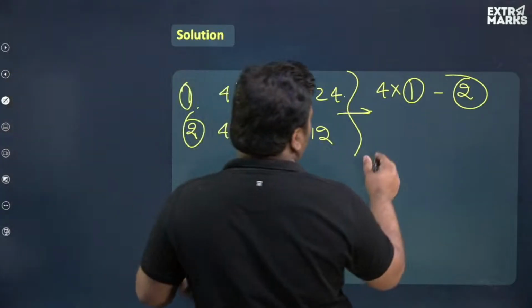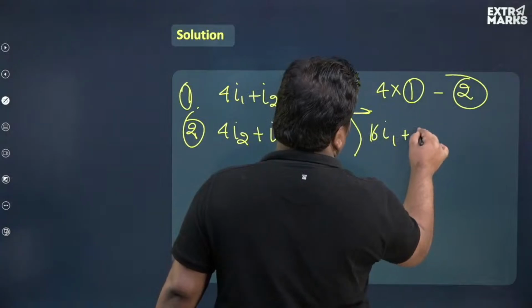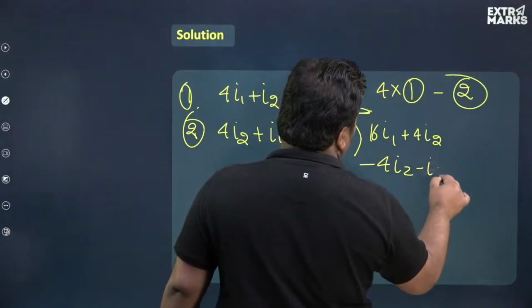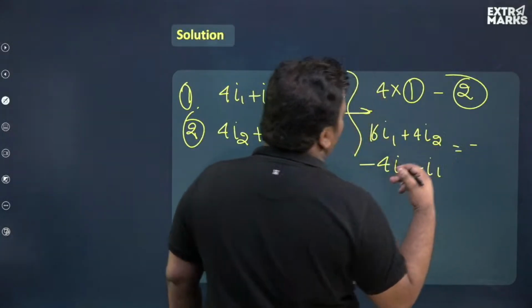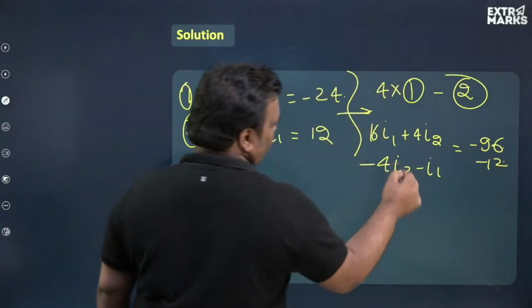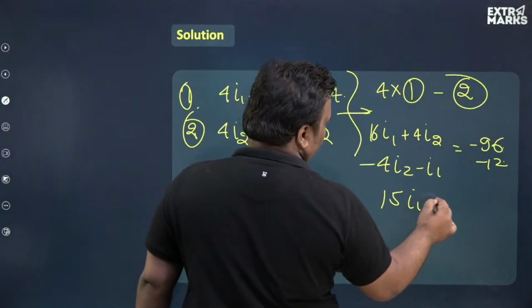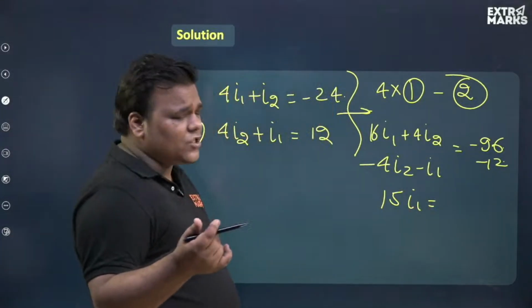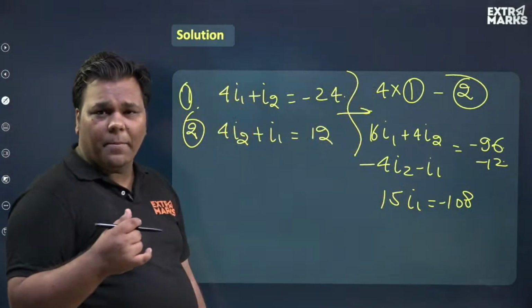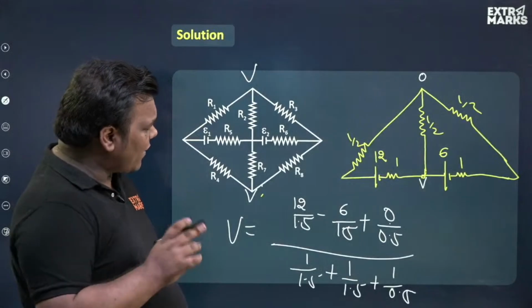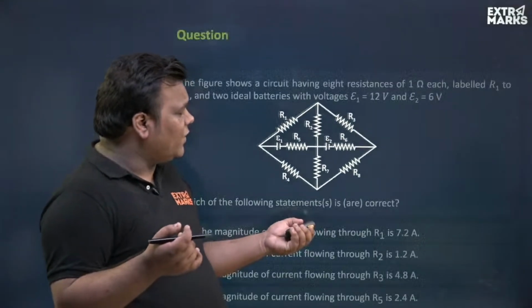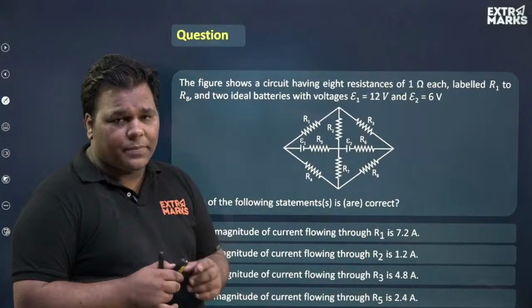So, it will be, I think, 16I1 plus 4I2 minus 4I2 minus I1 is equal to 24 times 4, I think 96, minus 96 minus 12. 15I1 is equal to minus 96 minus 12. It will be minus 108. You can solve it further. Okay, so it was a very beautifully crafted question, and the only thing we need to do is just solve it. We can solve it using a different way, right? Chaliye.